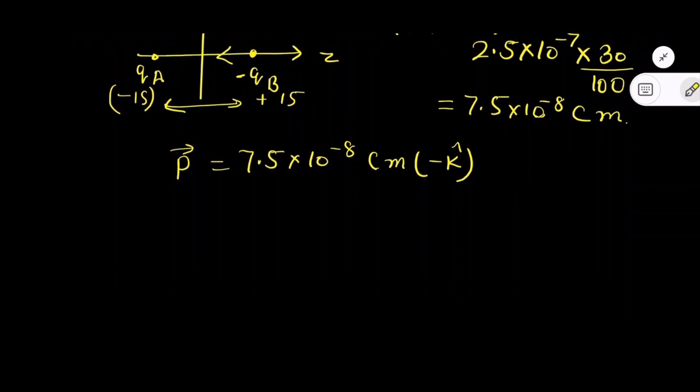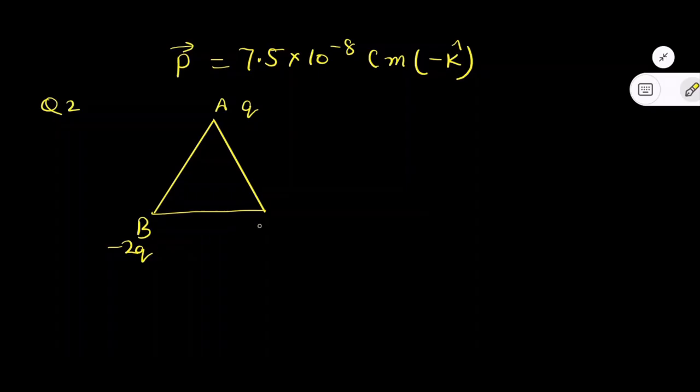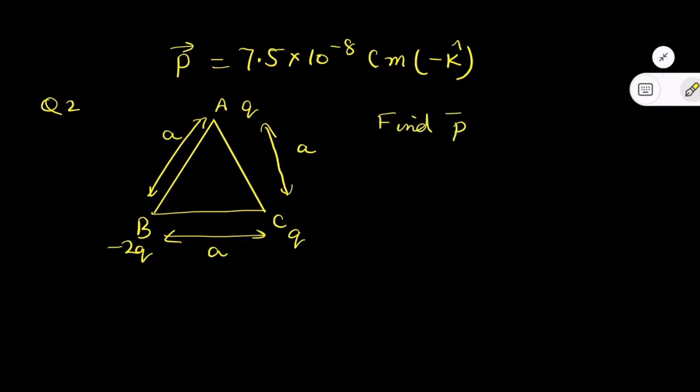Now let's solve another question. Okay, so now we have question number 2. Suppose we have a configuration like this. We have 3 charges placed in such a way. Let it be point A, where plus q charge is placed, and at this point minus 2q is placed, and at C q charge is placed, and they are at distance of A. Okay, so it is an equilateral triangle, and we have to find the dipole moment of the system, again the same question.